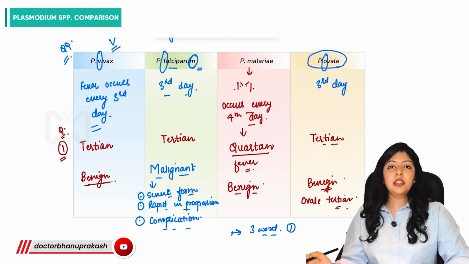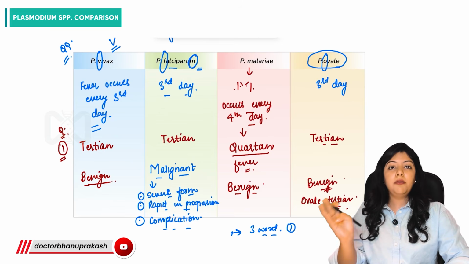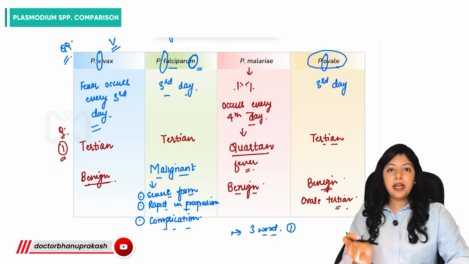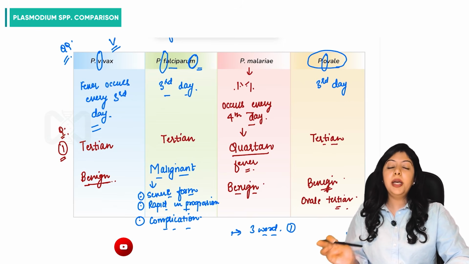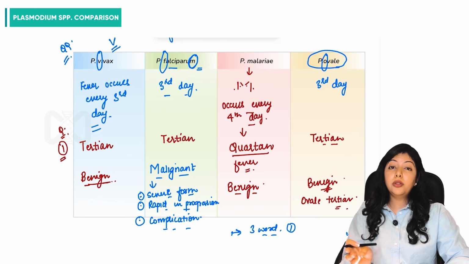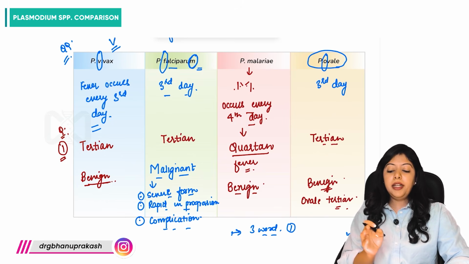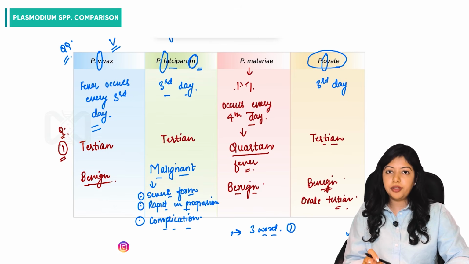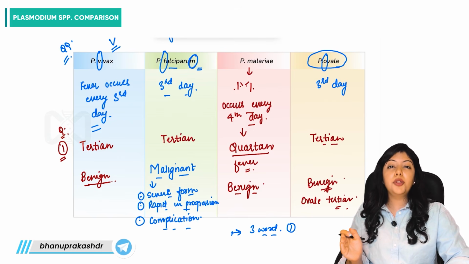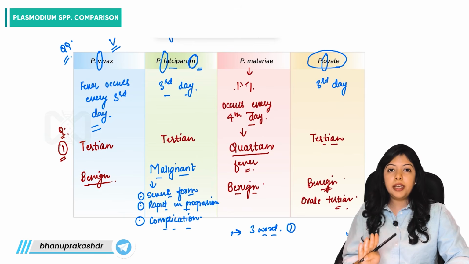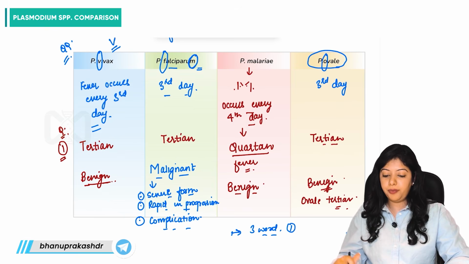So three species, that is ovale, vivax and malariae, are responsible for benign pattern, and they not just have benign fever, they have fever every third day, right? And falciparum malaria is considered as malignant type of fever, right? And what is the pattern of fever shown by Plasmodium malariae? It is fourth day fever. The fever comes on the fourth day. That is why we consider it as quartan fever, right?